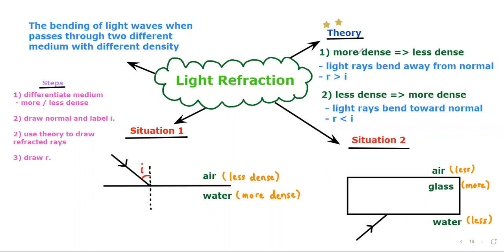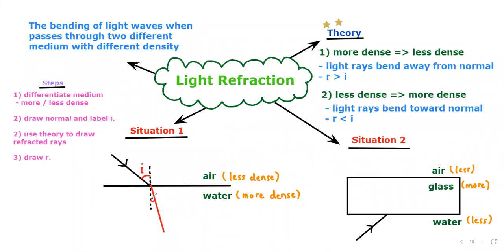So now we are going to see about the theory. Because of this, the light ray is passing from the less dense to more dense, less dense to more dense. That's why the light ray is bent towards the normal. So you can draw whatever light rays as long as this light ray is bent towards the normal, and the angle of refracted is less than the angle of incident. So now you can see the angle that I draw is slightly smaller than the incident angle.